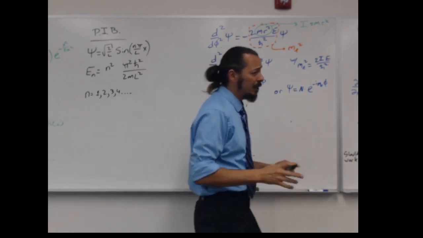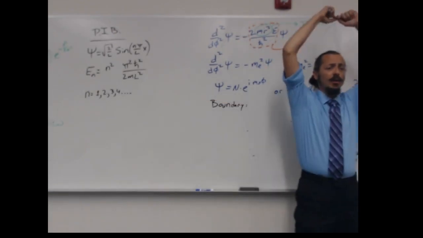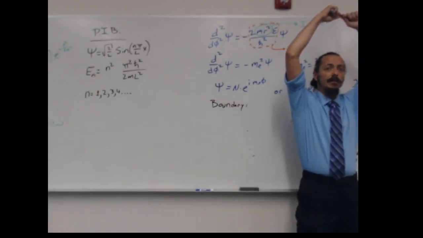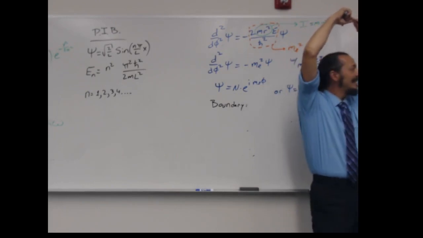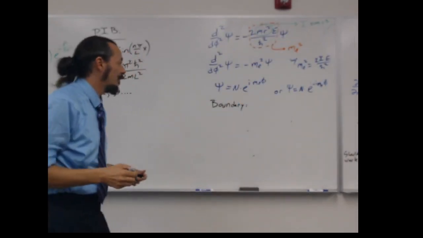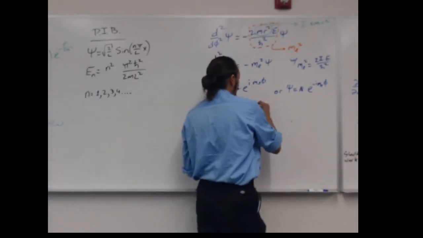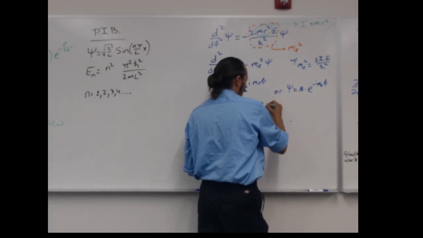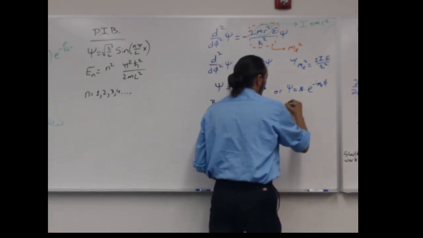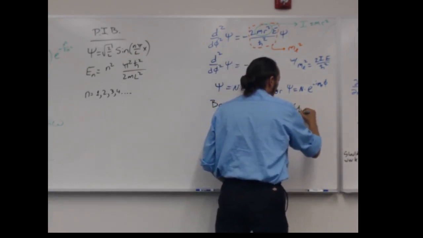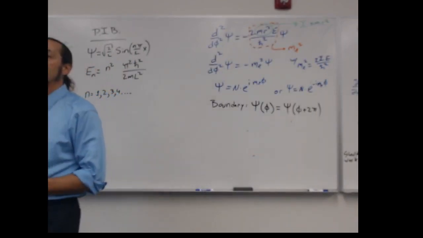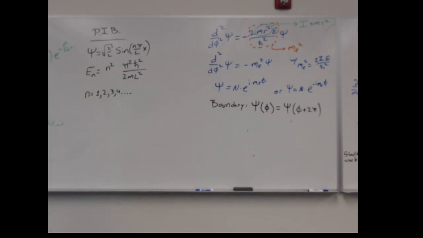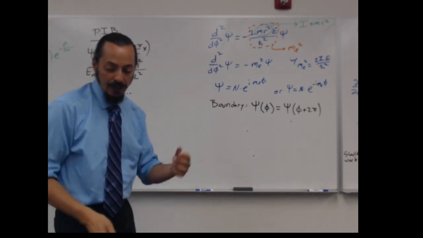Right, and the boundary condition is kind of weird. If you've got a ring, where's your boundary? Whenever it loops back on itself, it needs to be the same value. It needs to be single valued. So psi of phi better be equal to psi of phi plus 2 pi. That better be true. That's our boundary condition. These two things are equal to each other.